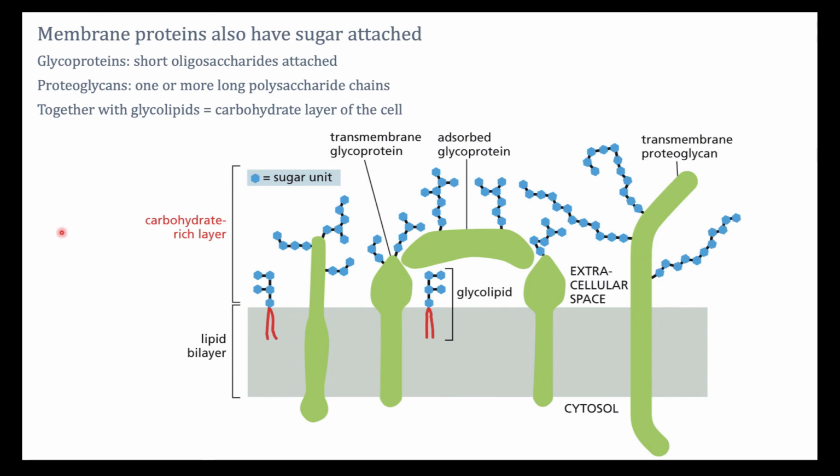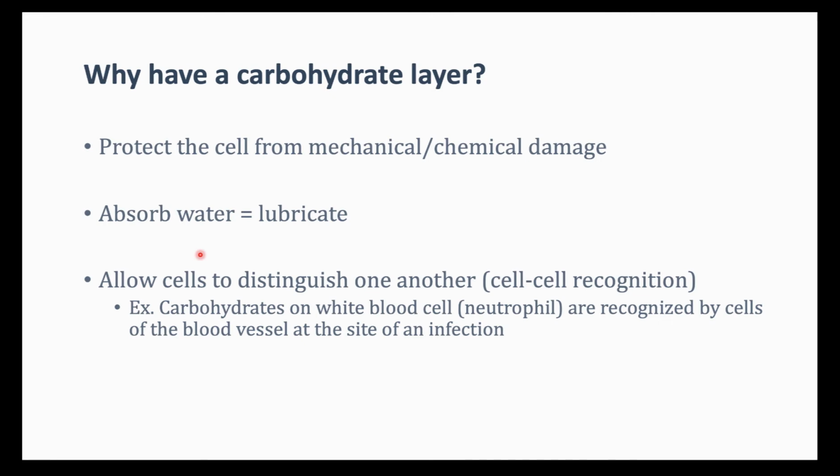Okay. So together, the glycoproteins, the proteoglycans, and the glycolipids create a carbohydrate-rich layer right outside the cell. This carbohydrate-rich layer has many functions. Here are a few examples of why a cell would have a carbohydrate layer. Because you have a lot of sugars on the outside of the cell, this creates an osmotic gradient, which can cause a lubrication that helps protect the cell from mechanical and chemical damage.